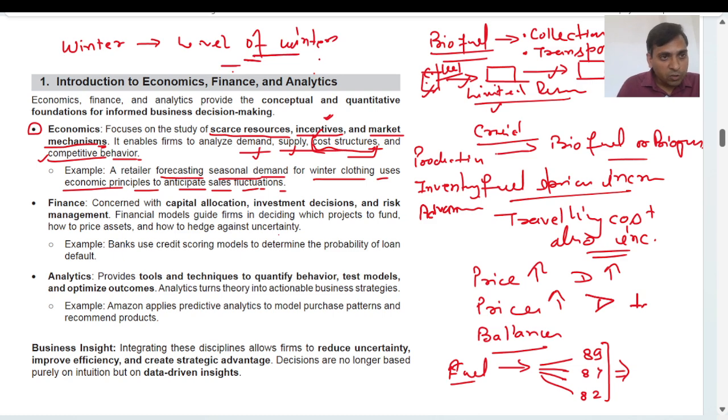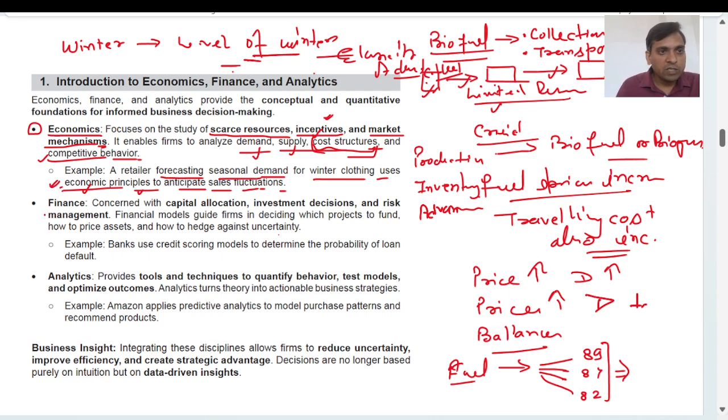And there may be fluctuations. And economic principles like demand, elasticity of demand, and other principles. So we can consider multiple things in economics. First is scarce resources, incentives, market mechanism under these economic principles.